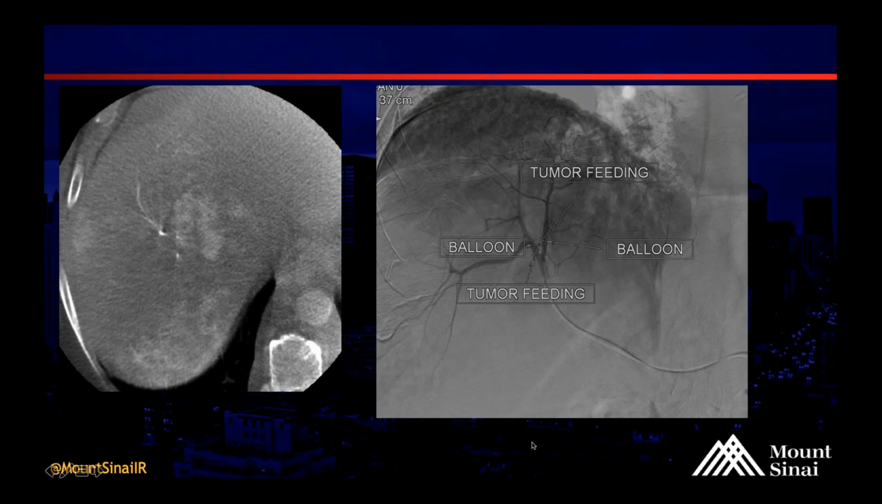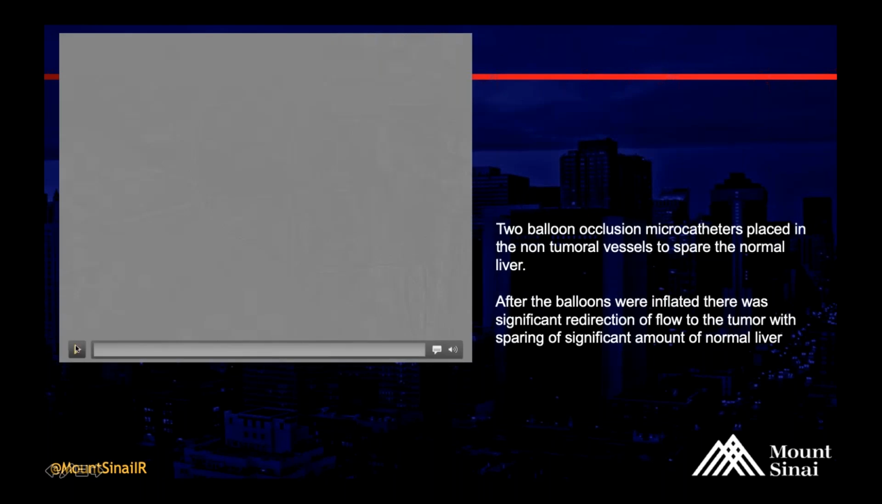So you can see here in the diagram what we ultimately ended up doing. We made this really complicated, but basically put a balloon occlusion catheter here, a balloon occlusion catheter here, and then gave the Y90 from here, and I'll show you how that looks. So what we did is we came from the groin, which I know from Mount Sinai that's not normally what we do, but we did it from the groin anyway. We felt a little dirty.